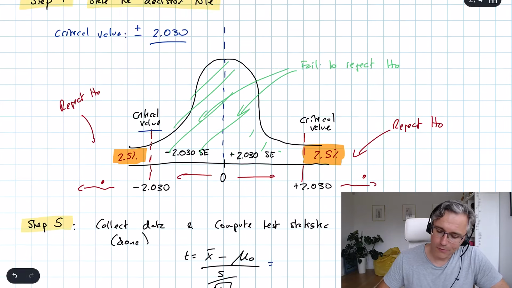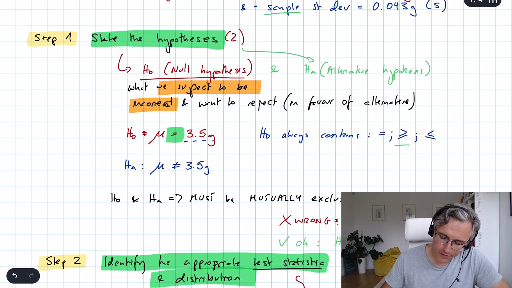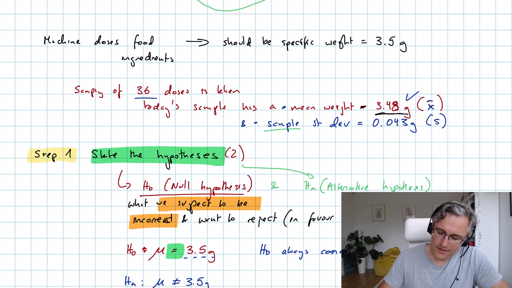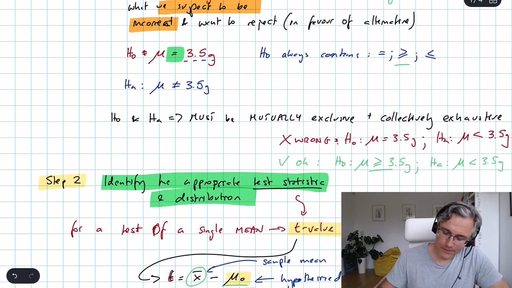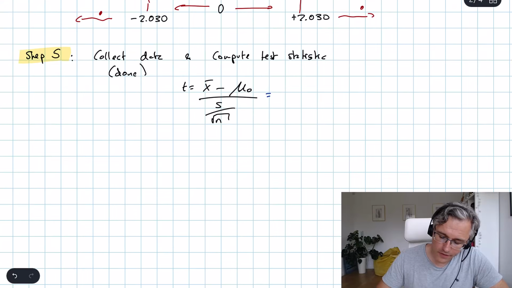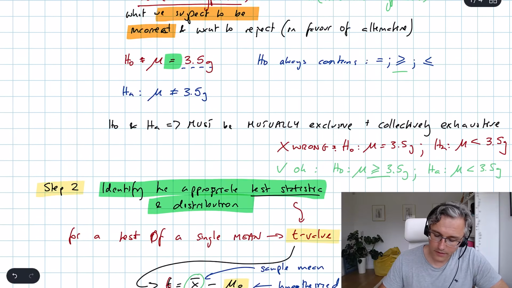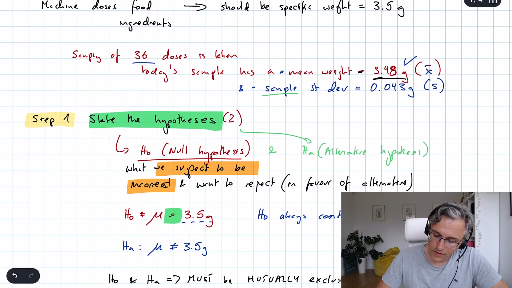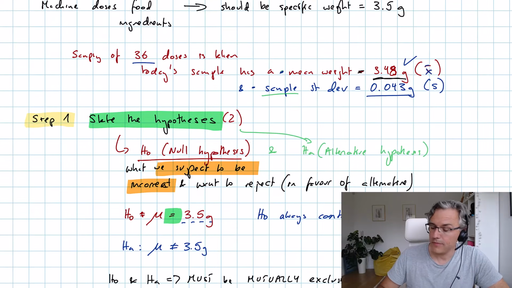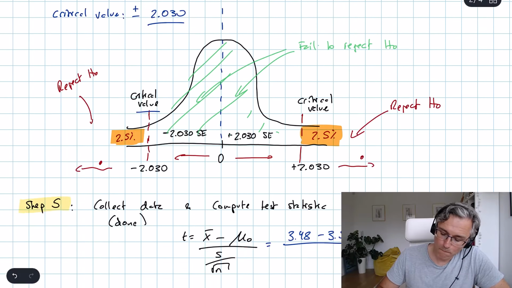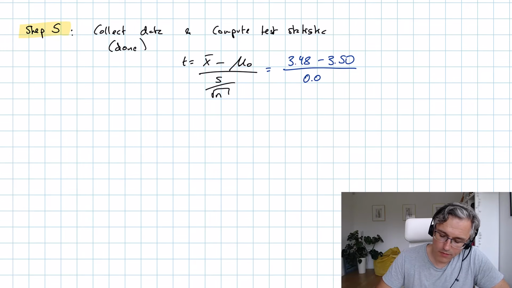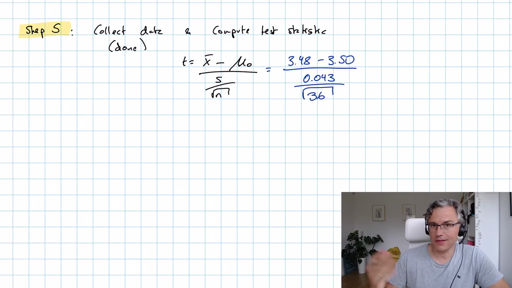Okay, so once again, what did we have? We had 3.48 as the sample mean weight. The hypothesized value was 3.5, so 3.48 minus 3.50 divided by, now I don't remember the S, let's have a look again. It was 0.043, the sample standard deviation. 0.043 divided by the square root of 36, so basically 6.